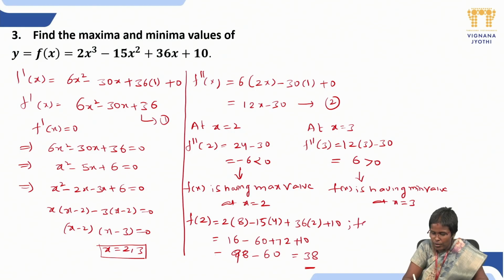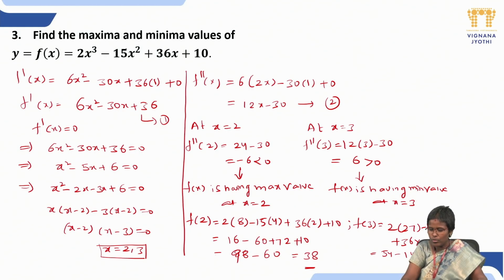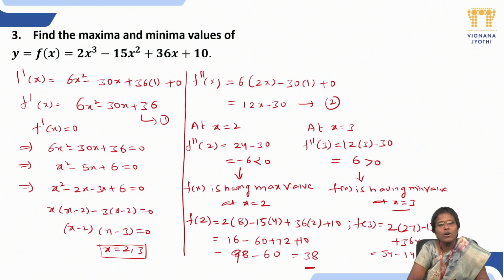Similarly, let us see f of 3. F of 3, 2 into 3 cube, 27, right? Minus 15 into 3 square, 9, plus 36 into 3 plus 10. So, this is nothing but 54 minus 135 plus 108 plus 10. Okay, so some value we are going to get here. That value is said to be the minimum value at x equals 3. So this is the application of derivative: how we are going to find the maximum and minimum value of the given function.